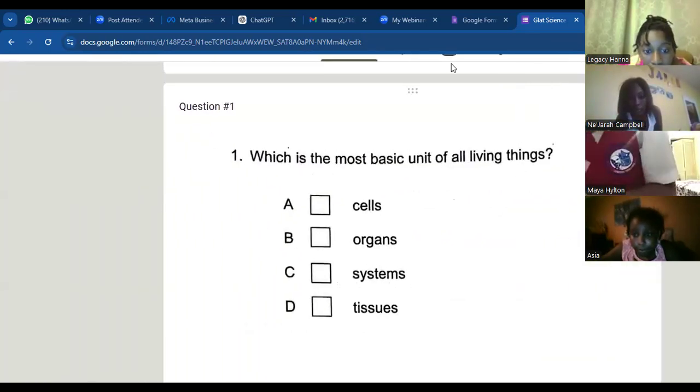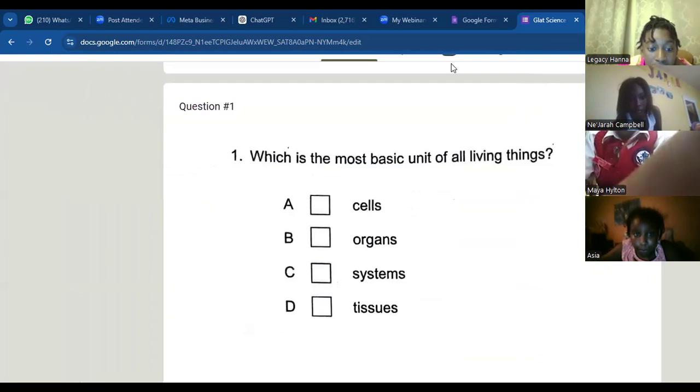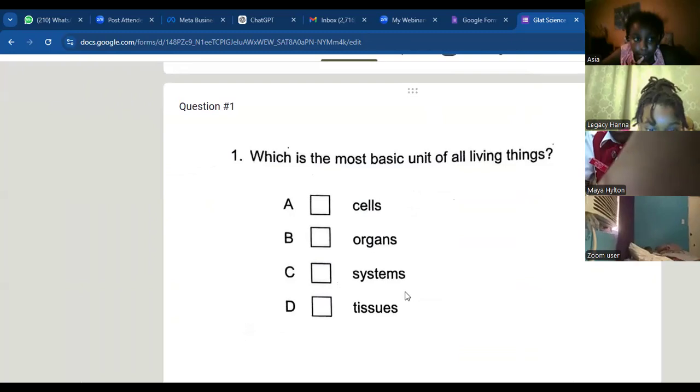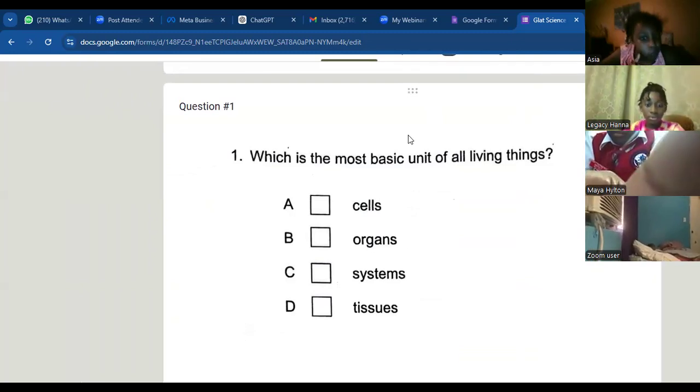Which is the most basic unit of all living things? Cells, organism or organs, systems, tissues. Good. Put your answer inside the chat for me, please. What do you think is the most basic of all living things? Put your answer inside the chat for me.